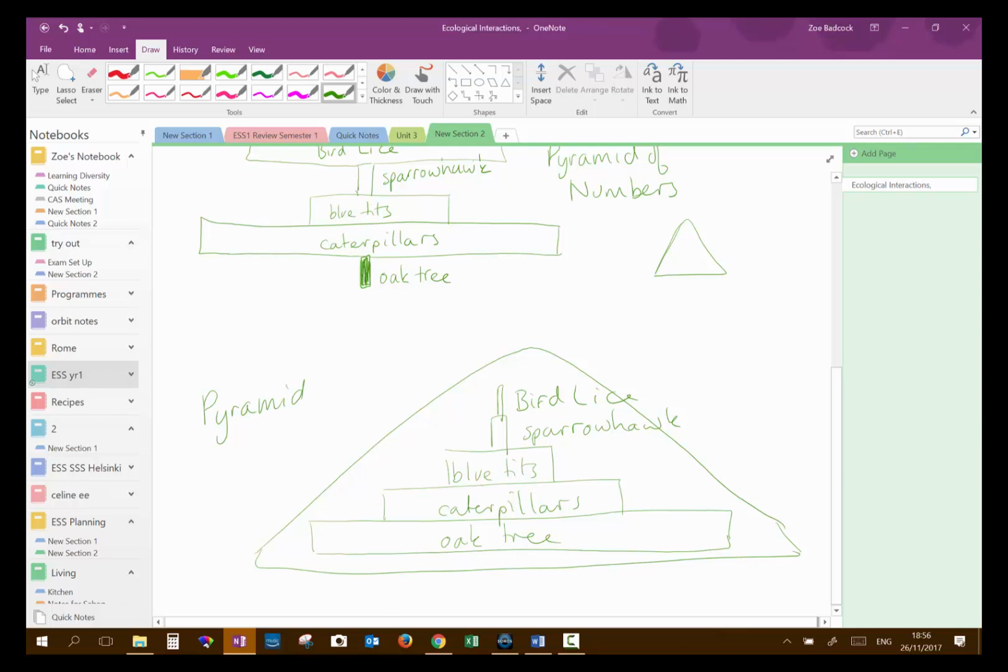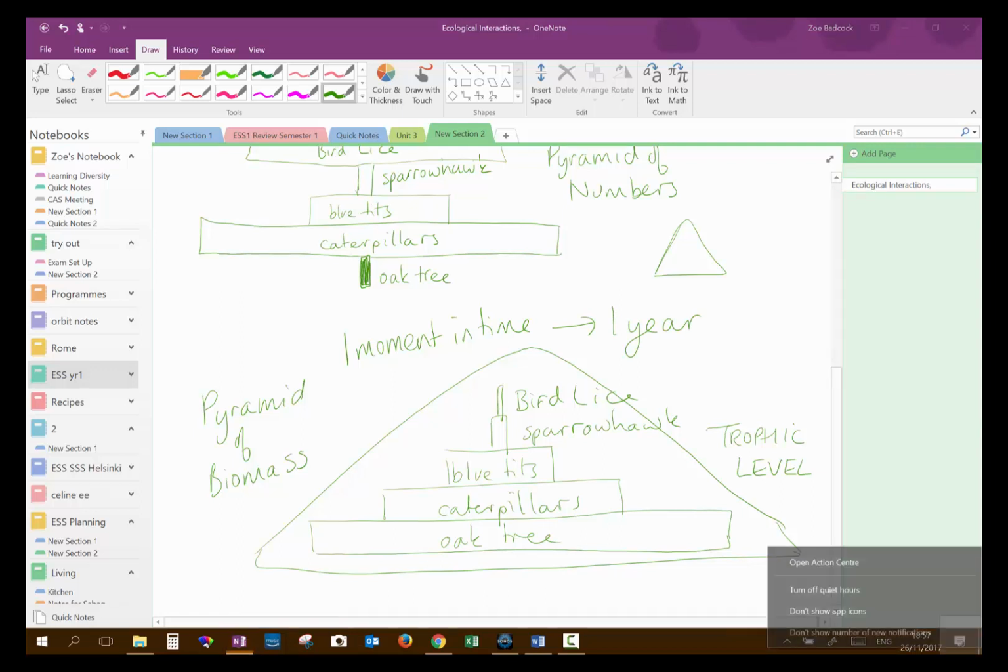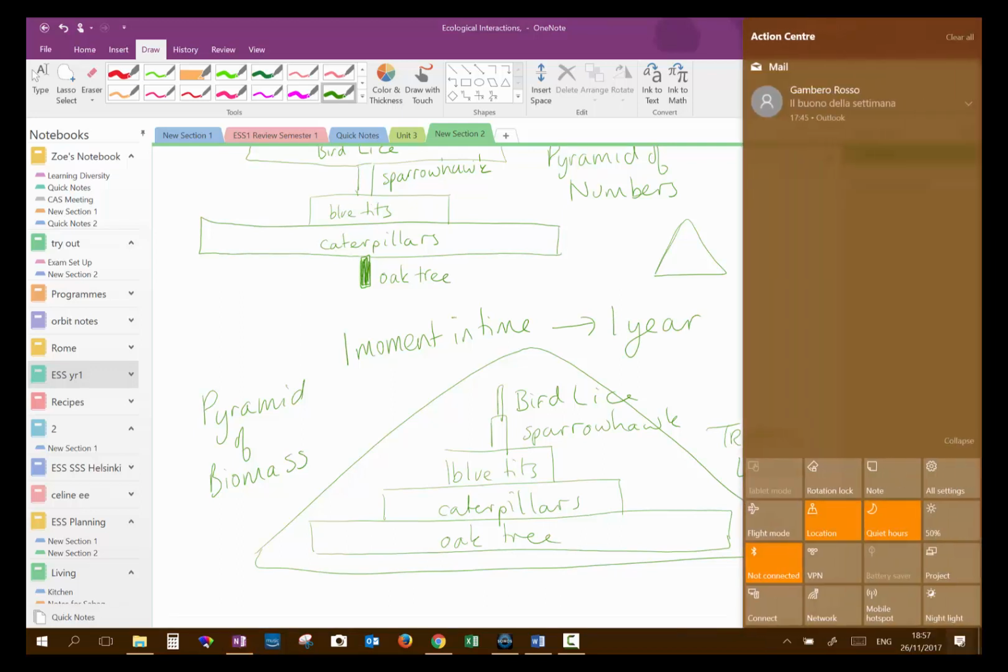So we've got a pyramid of biomass. Now, in this pyramid of biomass, we're representing the amount of biological matter at each trophic level. Remember, these bars represent the biomass. And what we need to remember is that this biomass is recorded at one moment in time. So say it's over 1 year, for a given system.